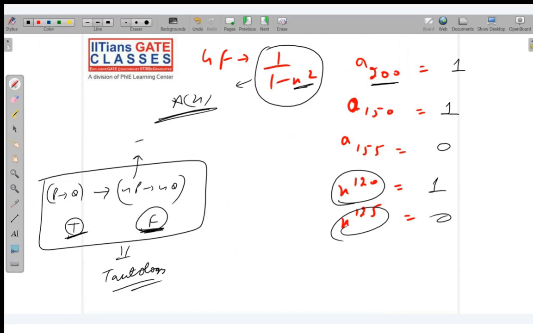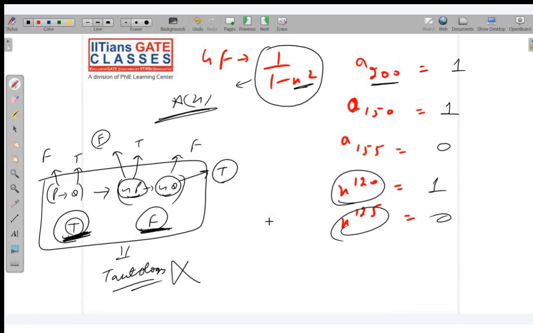So consider the first as true and the second as false. Not P is true, that means P is false. Not Q is false, so that means Q is true. Put it in: P is false and Q is true. P implies Q is false implies true, which is true. And not P implies not Q is true implies false, which is false. So we are able to make this true and that false, so this is not a tautology.